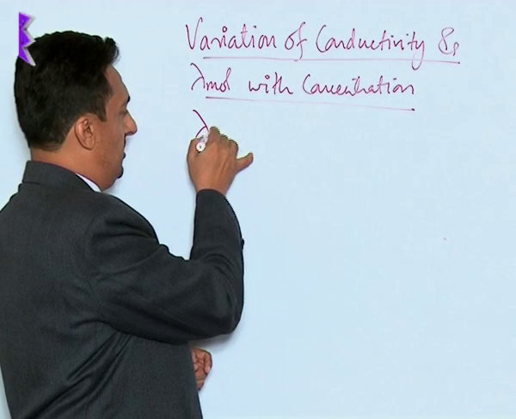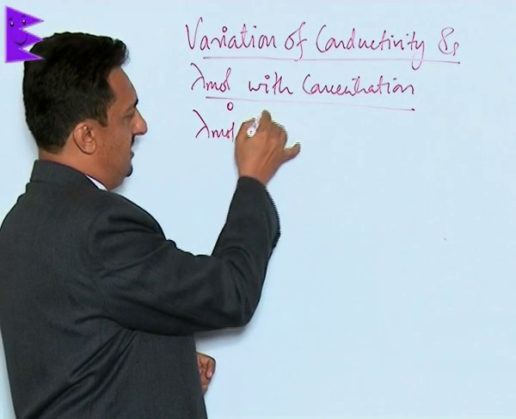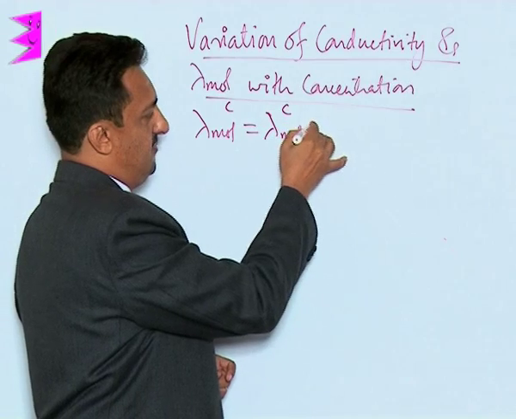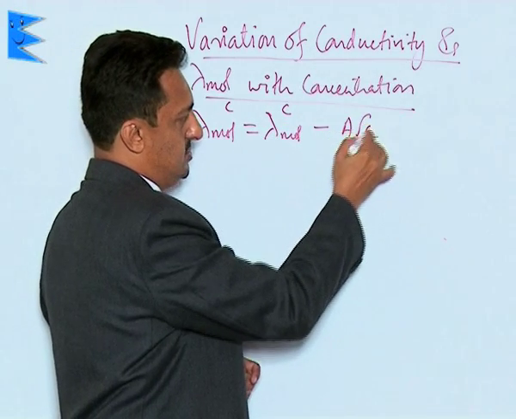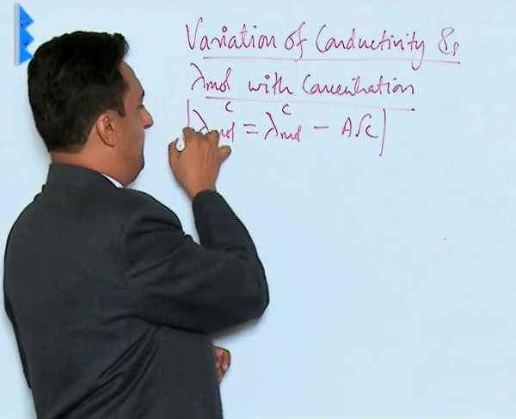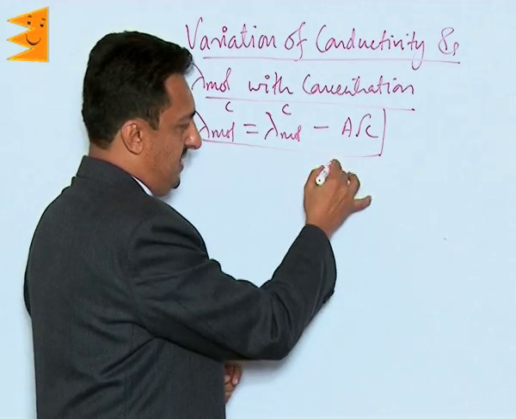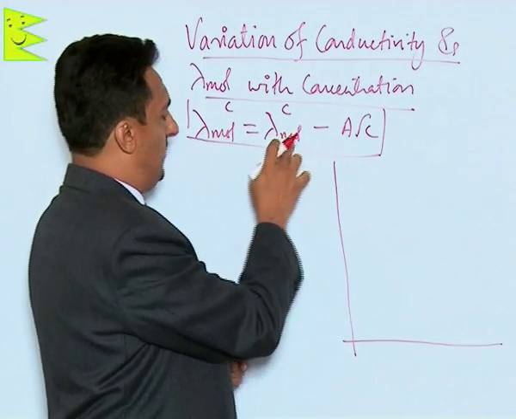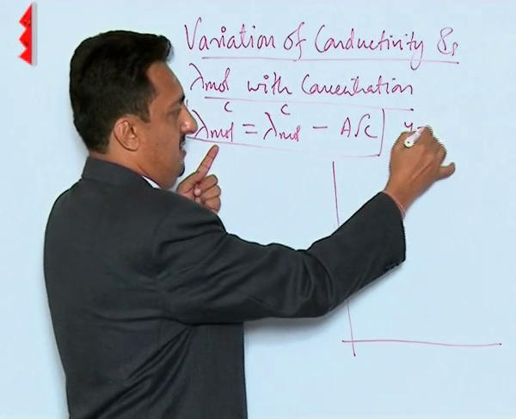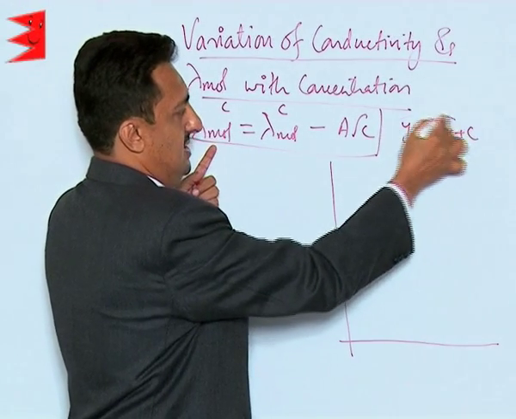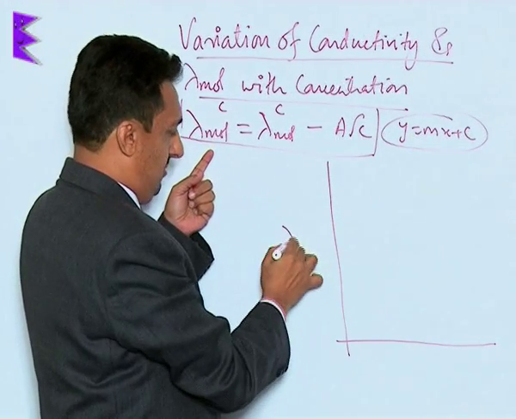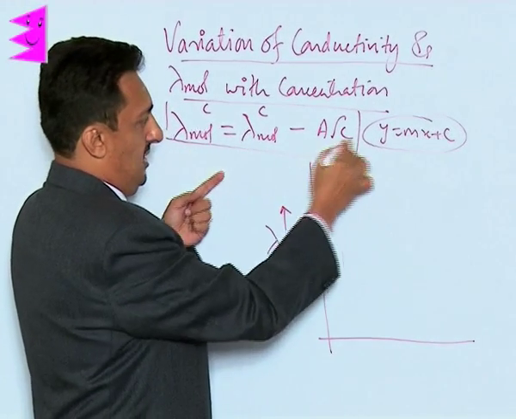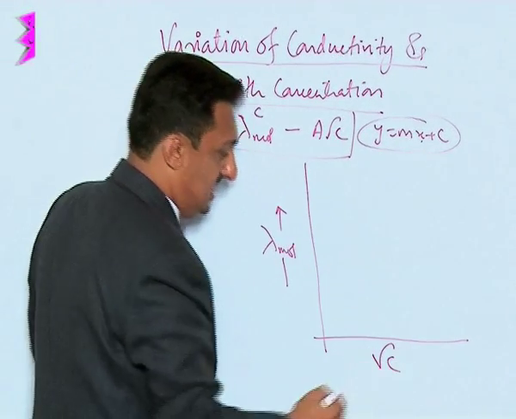The equation we know is: molar conductance at any concentration is equal to molar conductance at infinite dilution minus A under root C. Now we will compare this with y equals mx plus c. So we can draw a graph which is almost like this. When we compare, we have y as your molar conductance along the y axis, and x is your under root c.